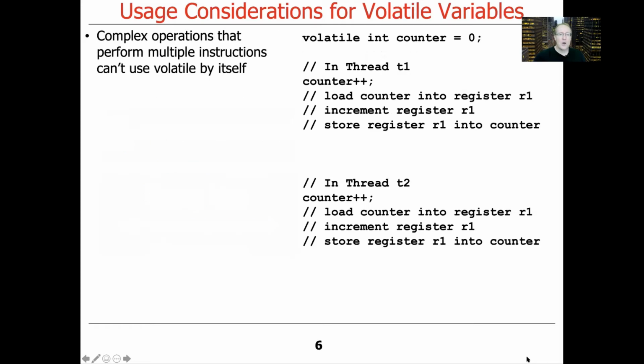Okay, so one of the things to remember when you start dealing with volatile is that complex operations that perform multiple instructions cannot use volatile by itself. In particular, if you have code like this, where you've got some counter variable that's volatile, and in one thread you increment the counter, and in the other thread you increment it or decrement it or do something to it, be aware that those incrementations or decrementations are not atomic.